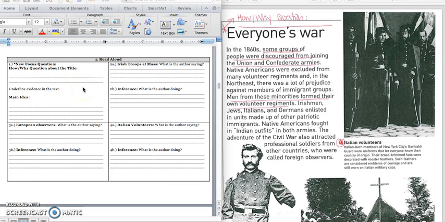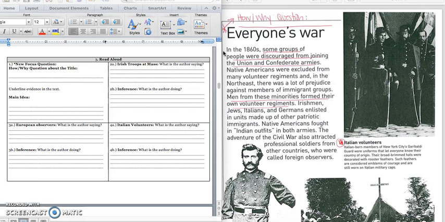How was the Civil War everyone's war? And as we are reading, we're going to underline the answer to that question to help us get to the main idea. I'm at in the 1860s. Get ready to follow along.